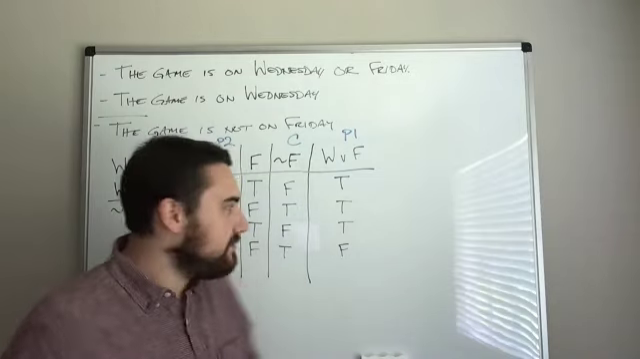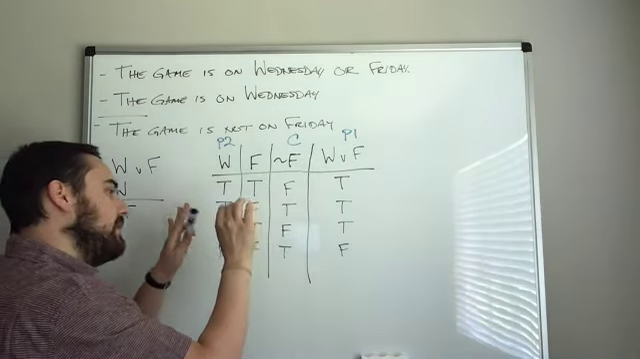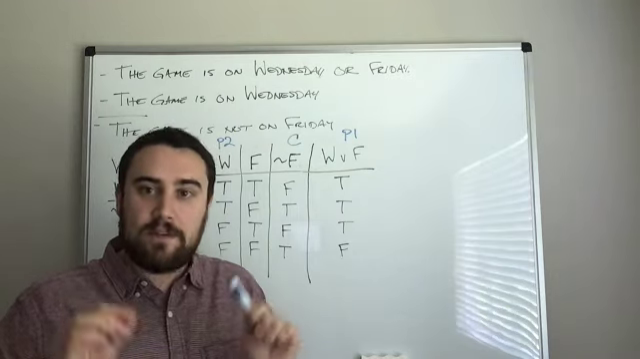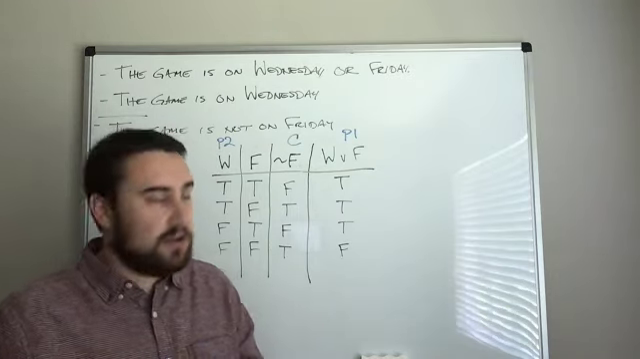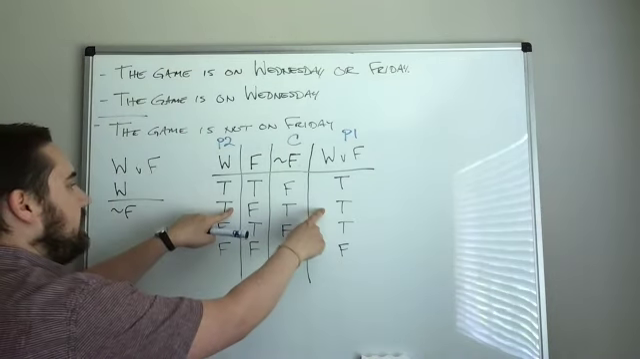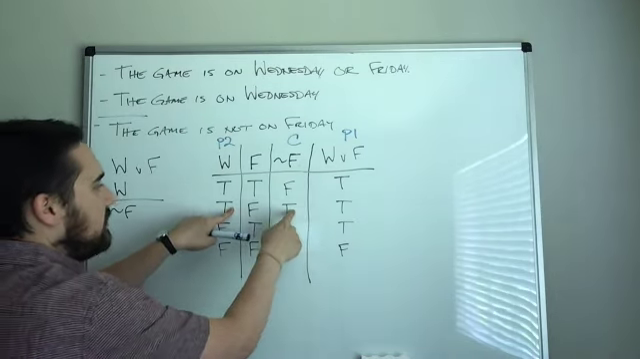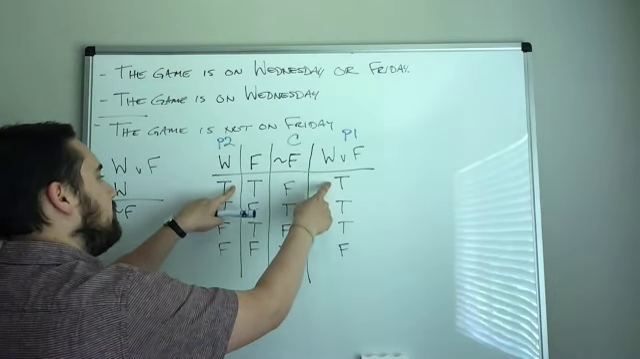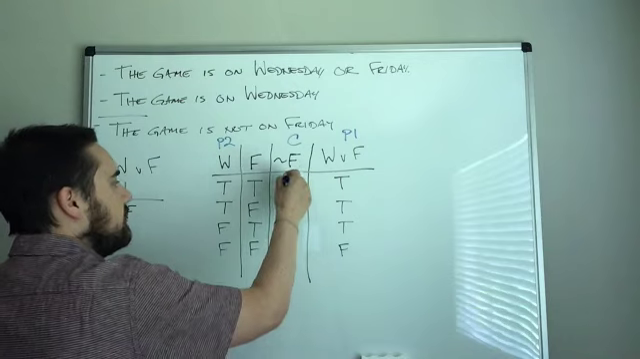Again, I want to amplify, right? That does not tell us anything. We have to look at every row until we find one row with all true premises and a false conclusion. So here we have two true premises, but the conclusion is true. We have to keep looking. Now we see we have two true premises and a false conclusion.